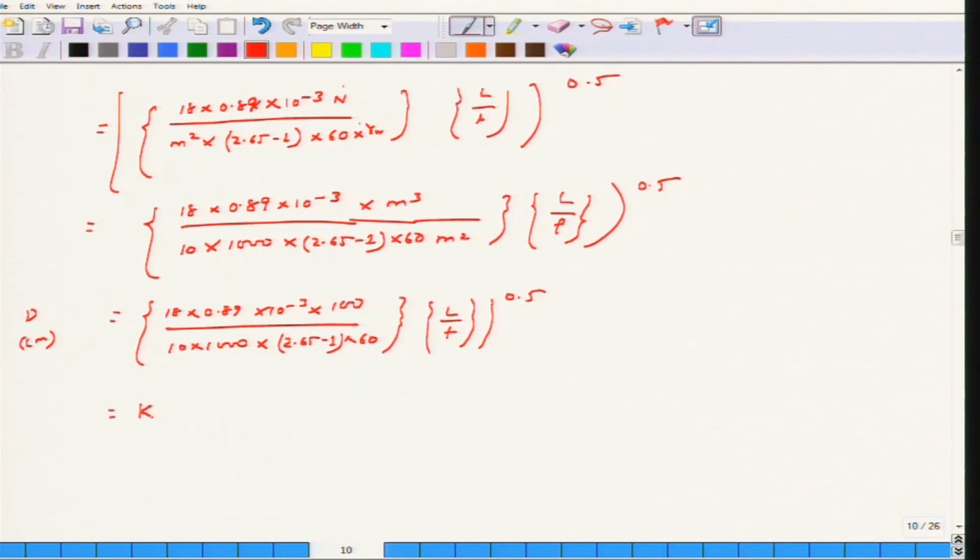This is often written in many books as k into root over of L by T. This k is basically obtained from a specific table, but this is how you obtain the different values of k. Now, we will try to do a problem regarding this first.